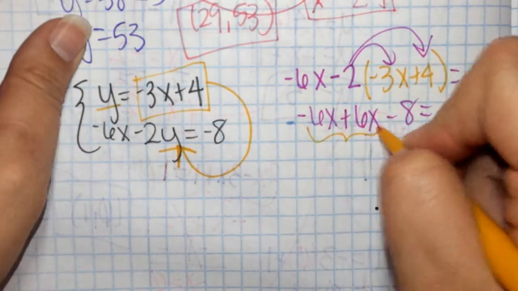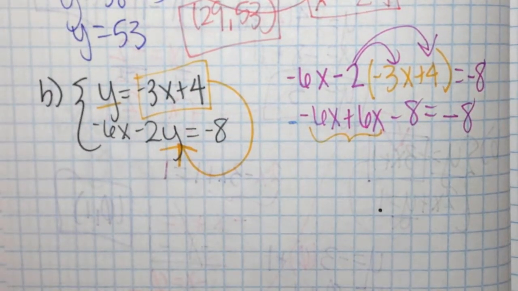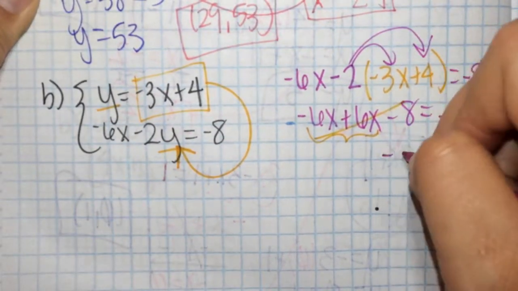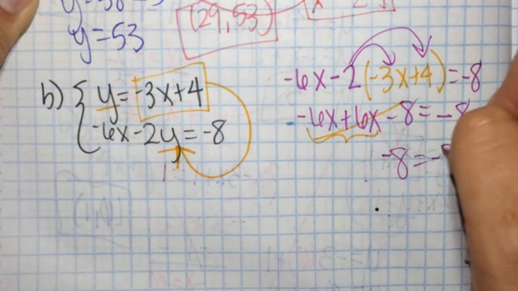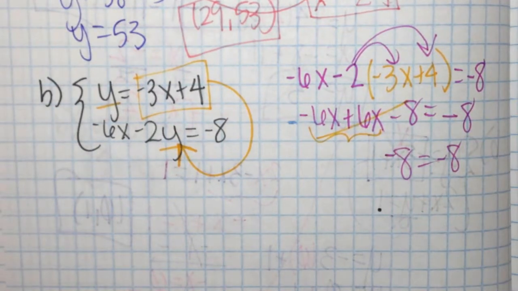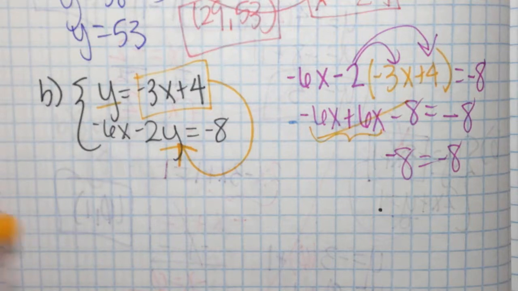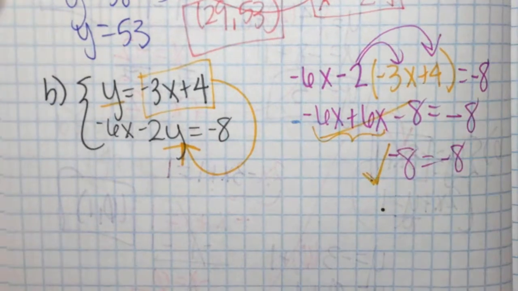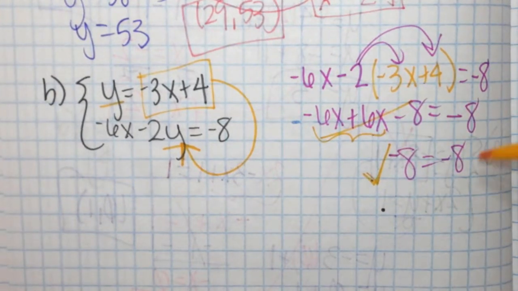Alright, now let's combine like terms. What is negative 6x plus 6x? They cancel out. They die, right? They go away. So we have negative 8 equal to negative 8. Wait, can we do anything? Nope. But is this a true statement? Yes, negative 8 does equal negative 8, right? So what do you think the answer to this is? No, it is not no solution. This is a true statement. So what do you think our answer is?